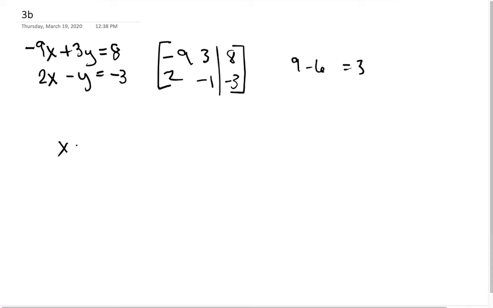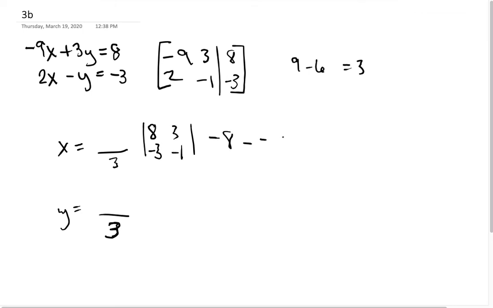So my x is going to be something over 3. My y will be something over 3. Then I will be replacing my x's with the answer constants. So now I have negative 1 minus a negative 9, so I have 1 on top, which means my x is going to equal 1/3.